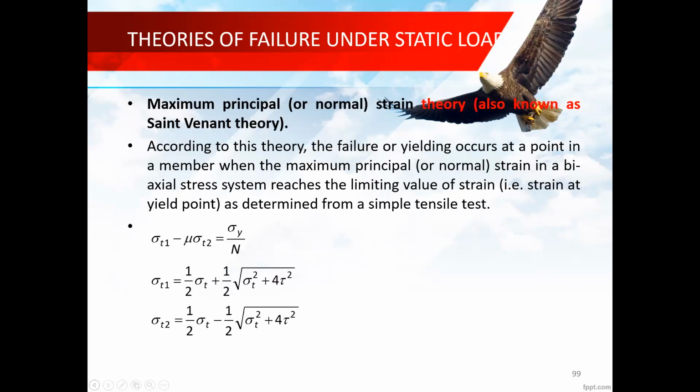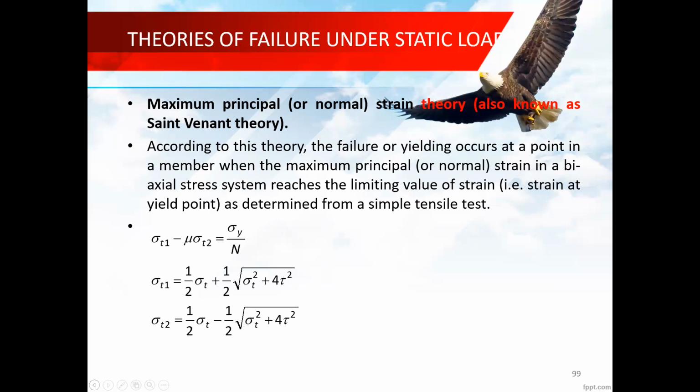Then the maximum principal or normal strain theory, also known as St. Venant theory. According to this theory, the failure or yielding occurs at a point in a member when the maximum principal or normal strain in a biaxial stress system reaches the limiting value of strain, that is, strain at yield point, as determined from simple tension test. So sigma T1 minus mu sigma T2 is sigma Y over N.